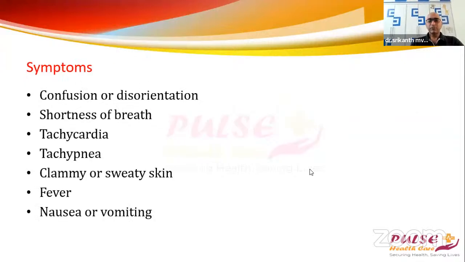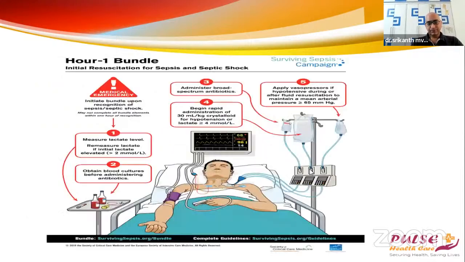Now, what are the symptoms of sepsis? The symptoms in sepsis are very non-specific. They range from a wide variety of symptoms like confusion or disorientation, shortness of breath, tachycardia, tachypnea, cold clammy skin, fever, nausea or vomiting. These are very non-specific. We can see them in any kind of disease. So clinical judgment is very important in identification of sepsis.